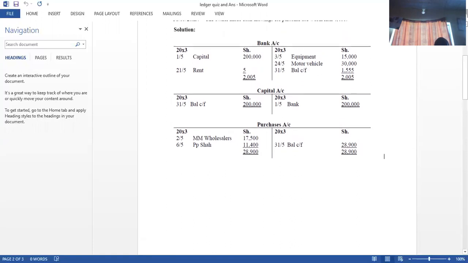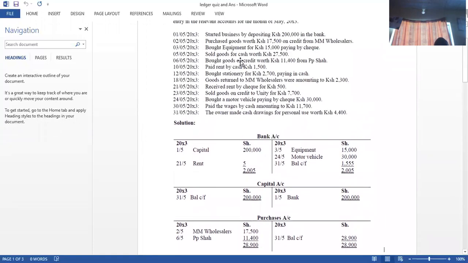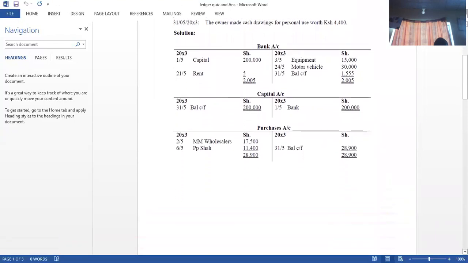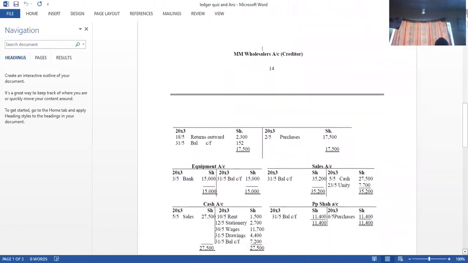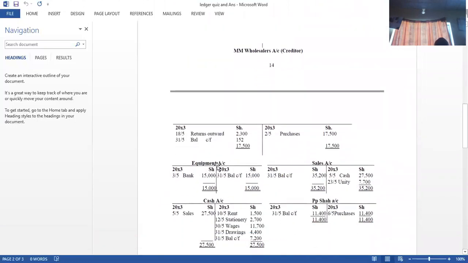The next transaction here took place on 0305, whereby equipment of 15,000 was bought, paying by check. Remember, equipment is not goods, so it cannot be recorded in purchases, and therefore it needs to be recorded in the equipment account. So if you come here to these ledger accounts that were prepared, you will find that there is an account for equipment. It cannot be recorded in purchases because these are not goods. Remember, goods are those items that are meant for sale. Equipment is not meant for sale, but to assist in the running of the business.